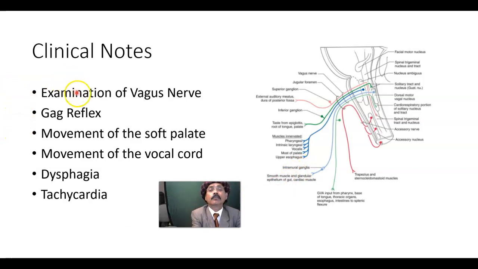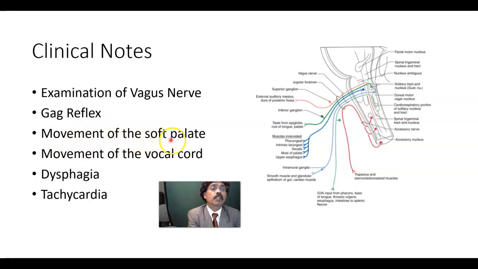So we'll go to the clinical notes. Examination of the vagus nerve: gag reflex. If we tell the patient to open the mouth and cooperate, and touch the posterior one-third of the tongue with a tongue depressor, there will be a gag reflex. The afferent component is carried by the ninth cranial nerve, the glossopharyngeal nerve. The efferent component, that is contraction of the pharyngeal muscle, is mostly done by the vagus nerve, partly by the glossopharyngeal nerve, because the glossopharyngeal nerve also innervates the stylopharyngeus muscle. So by the gag reflex, we can assess the functions of the ninth and tenth nerves.